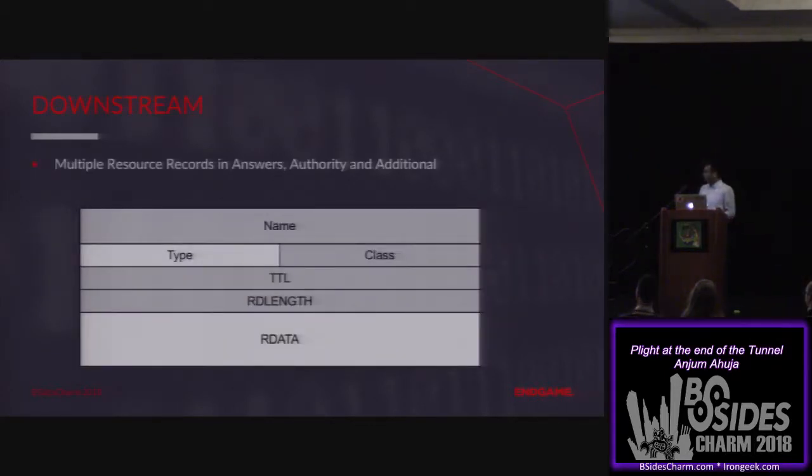The downstream has a lot more options. It has three sections: the answers, the additional, and authority section to choose from. Each of those sections can have multiple resource records, or RR records, and that's how a resource record looks. Our arbitrary data will go into the RData field, and how we encode the data depends upon the query type.